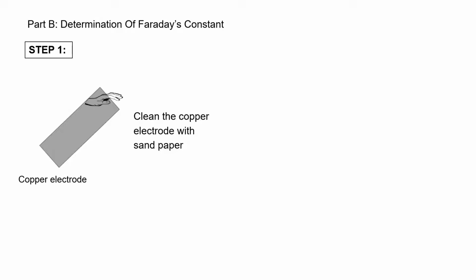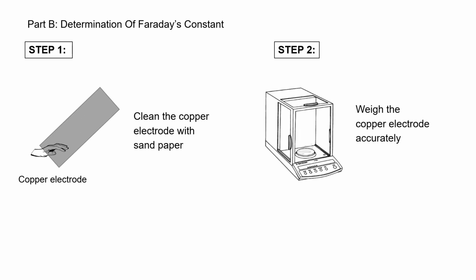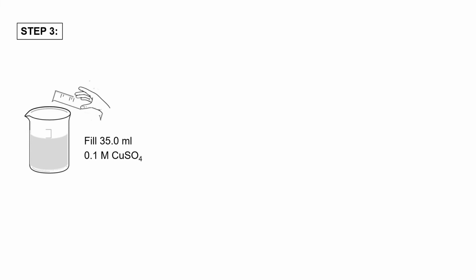Part B. Determination of Faraday's constant. Step 1. Clean a copper electrode with a piece of sandpaper. Step 2. Weigh the copper electrode accurately. Step 3. Fill a 50 ml beaker with 35 ml of 0.1 molar copper(II) sulfate. Set up the apparatus as shown.